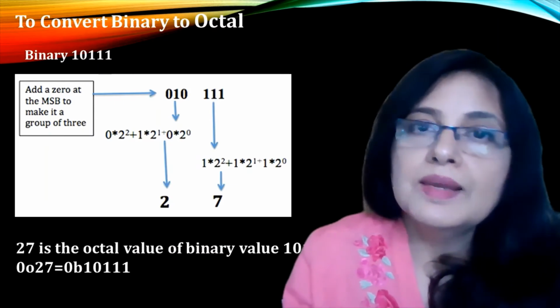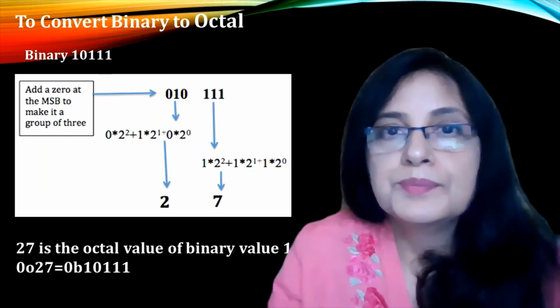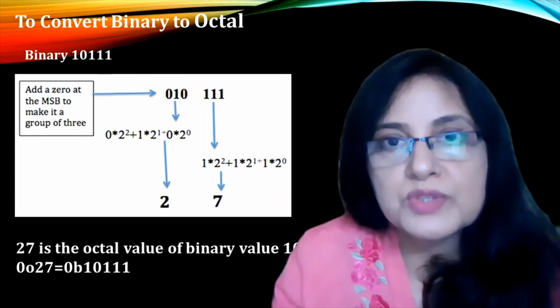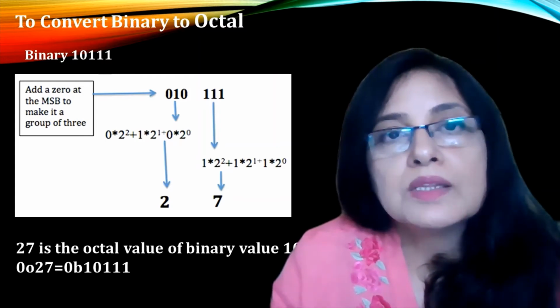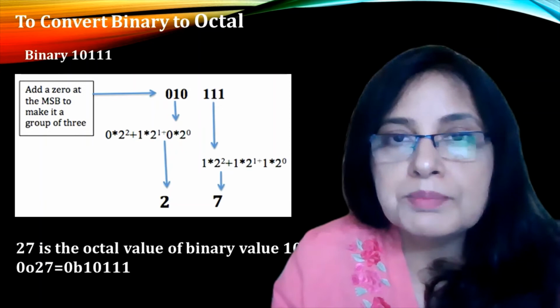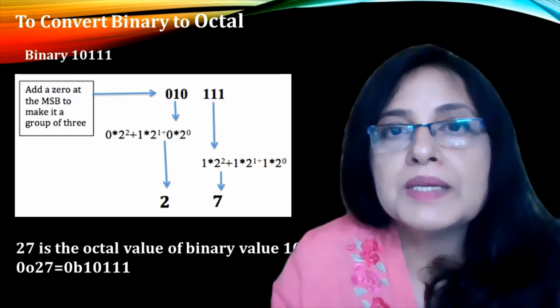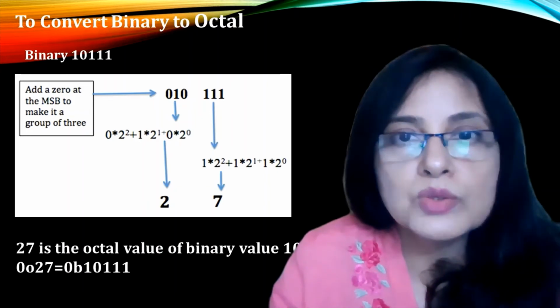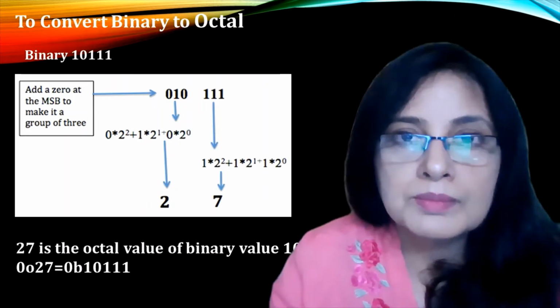To convert any binary number to octal, we need to take the binary number apart into groups of 3. So each group will have 3 bits. In case the group does not have 3 bits, we will add 0 to the most significant bit.